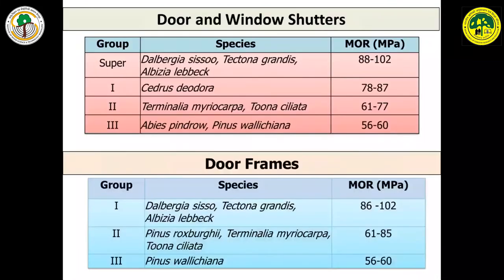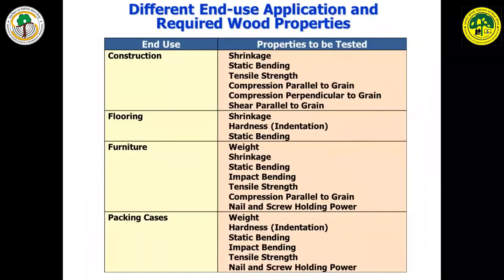So the study of mechanical properties is very important. But when you want to use wood for doors and window shutters, then also we have to classify the wood into different groups: super group, group 1, group 2, group 3. Different species examples have been given here, and that depends on the modulus of rupture, that is the strength of the wood. So depending upon the strength of the wood, a given wood can be classified into different groups. Similarly for door frames also, examples have been given depending upon the MOR values.